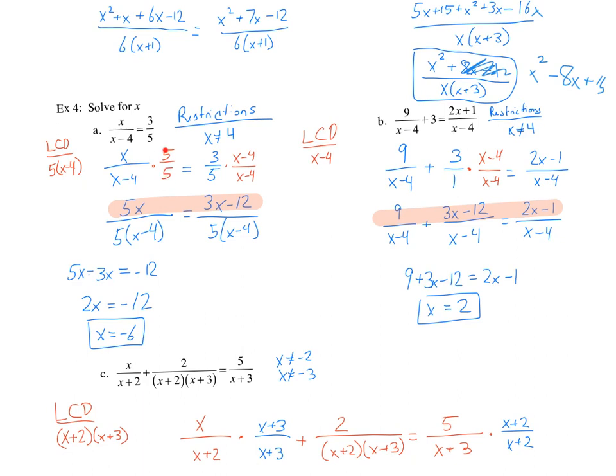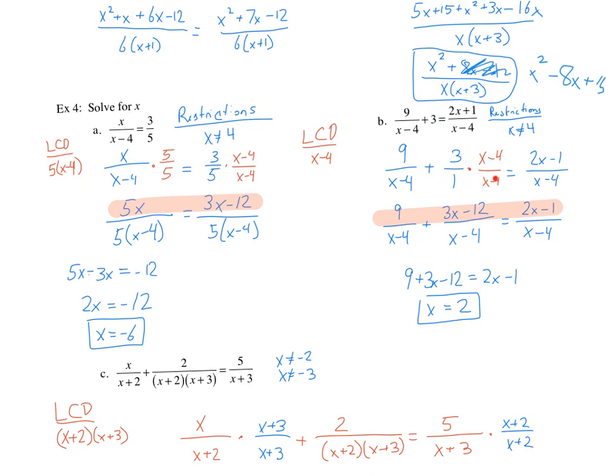So we're going to multiply to get common denominators. We get that, and we set the numerators equal. 5x minus 3x equals negative 12. I subtracted 3x over to this side, so 2x equals -12, x equals -6. We're all set.